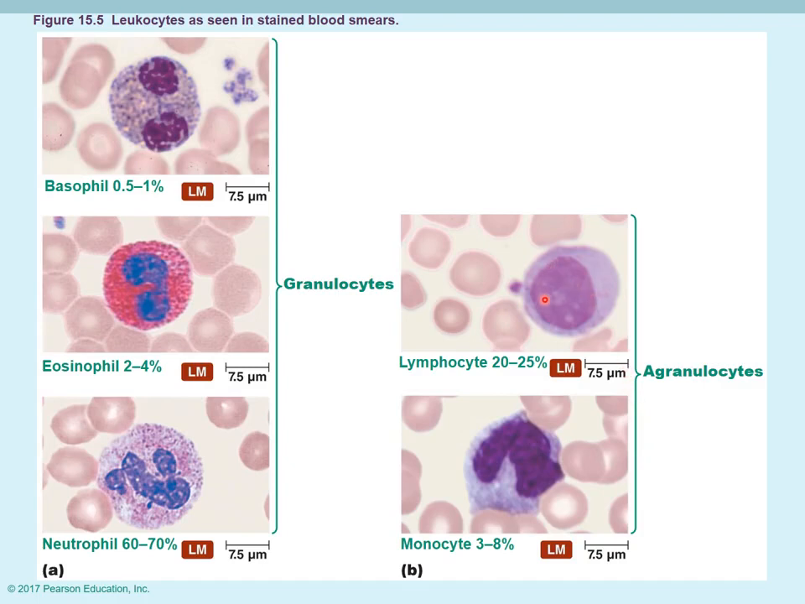And the lymphocyte, the way you can distinguish these is to look at the nucleus. In the lymphocyte, the nucleus is going to take up most of the space of the cell. The monocyte has this irregular shaped nucleus.